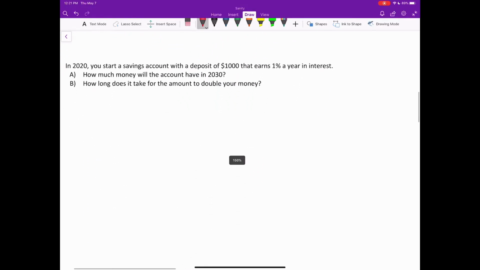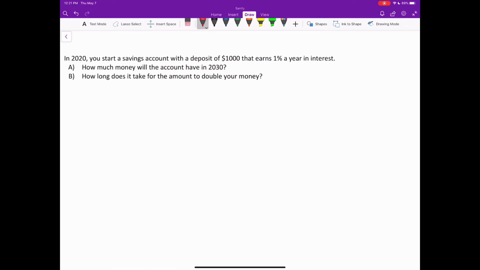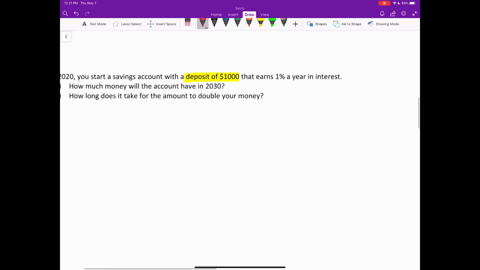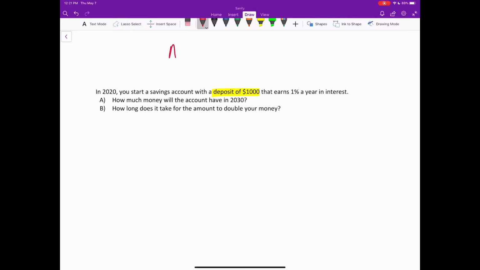Okay, let's take a look at our first example. In 2020, you decide to start saving money in a savings account with a deposit of $1,000. All right, so I'm depositing $1,000. Again, if we're thinking about our exponentials being in the form of A equals P times 1 plus or minus r to the power of t, that initial deposit of $1,000 is going to be that P value. The principal is what we call it.